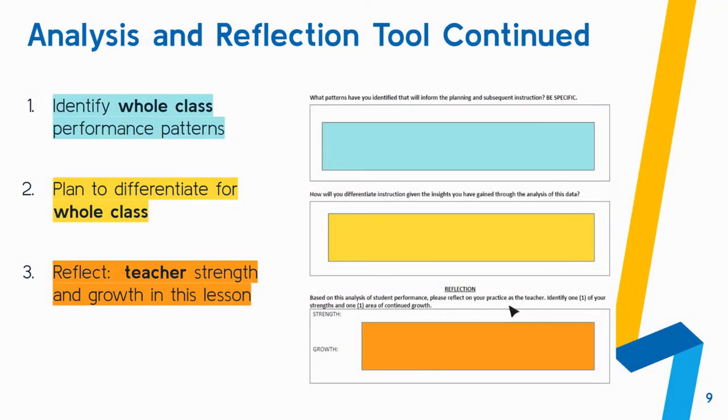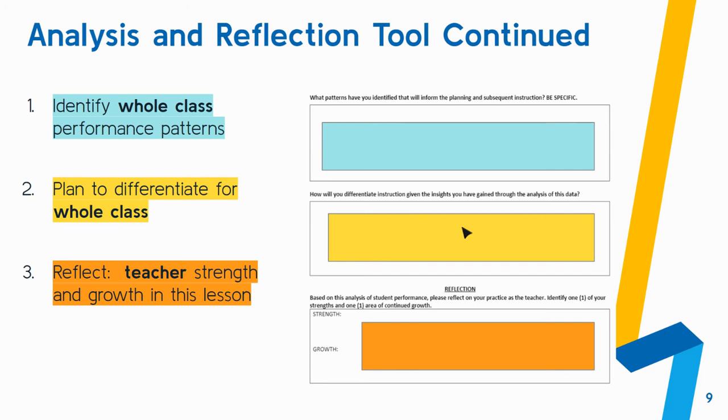The next 2 sections of the analysis and reflection tool pertain to your whole class. In the first box, noted in light blue, identify whole class performance patterns. This is an opportunity for candidates and mentors to collaboratively analyze the data and determine patterns that may help plan subsequent lessons. In the second box, shaded yellow, describe your plan to differentiate for the whole class. Once you have determined patterns in student performance, you will document how you plan to address the needs of the students in each category to move them forward.